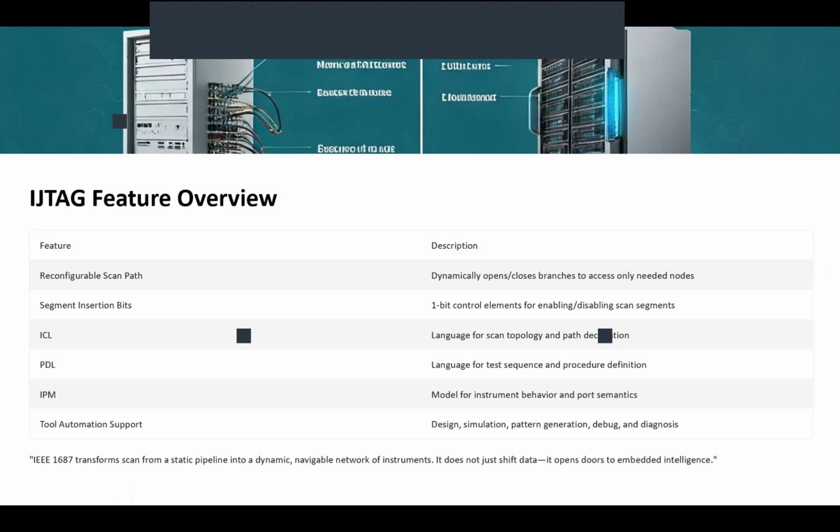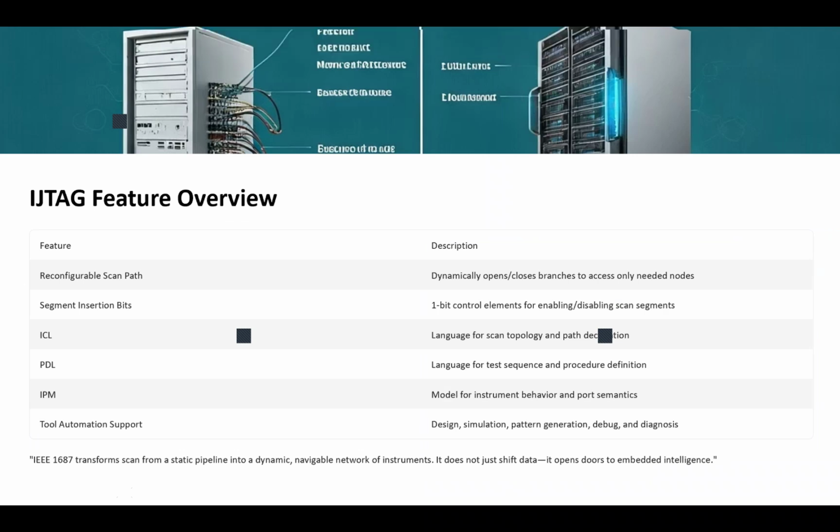Now, let's go over the IJTAG features and review them. Okay, so what are the features of this standard? First feature is reconfigurable scan paths, which means dynamically opening or closing branches to access only the instrument that we need, or only the node that we need. Okay, so instead of shifting through a fixed scan chain, we let the scenario dynamically turn on or off the branches in the scan path, so you reach only the instrument that you need.